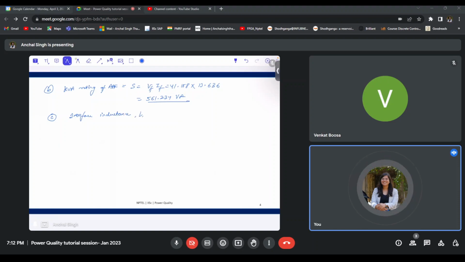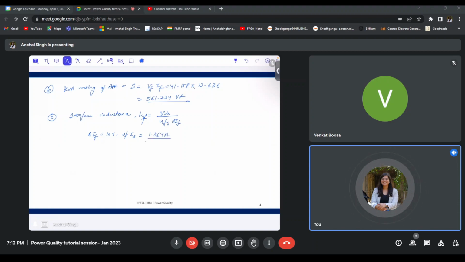That is LR or LF, which is equal to the standard formula VDC by 4Fs into delta IF. Now I know that delta IF in the question is given as 10% of IS. So this will come out to be approximately 1.364 amperes.